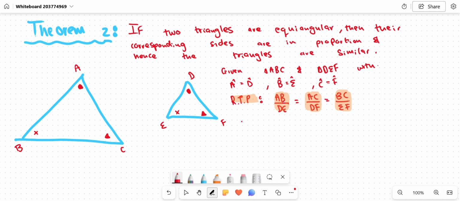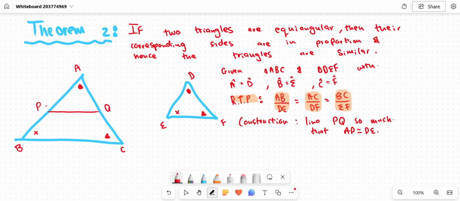The first construction that we're going to make is we're going to construct a line on this bigger triangle. And the line that we're going to construct there, let's call it the PQ line. And why are we constructing that line? So construct line PQ, so much that AP is therefore equal to DE.